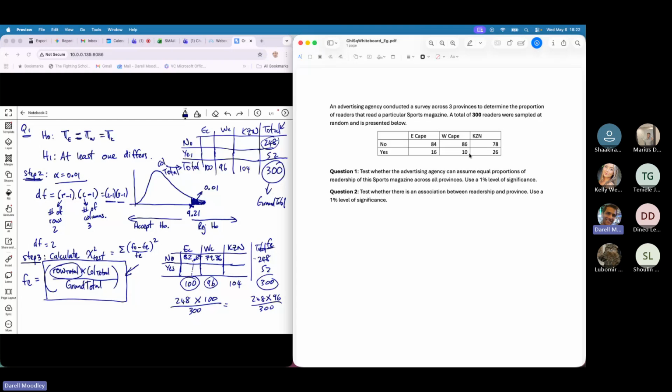Just to check that you're following, if you understand how to use this formula for each one, can you work out the value I'm circling? Use row total times column total over grand total. Work it out and put the answer in the chat. I just need to see that you understand how to work out the FE values. Remember, it's row total times column total over grand total.